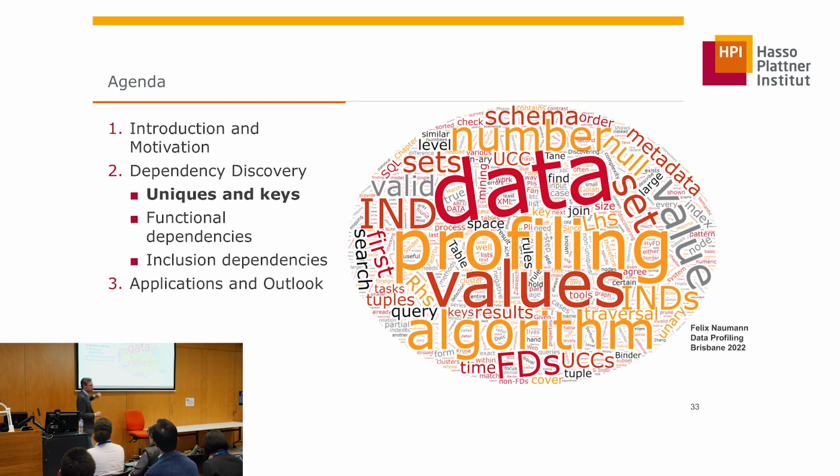And so we're going to go through this typical trifecta of unique column combinations, functional dependencies, and inclusion dependencies, in a sense, going from the easier to the more and more difficult problems, computationally complex problems, okay? So let's start with unique column combinations.